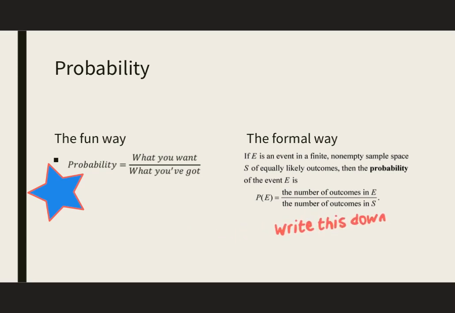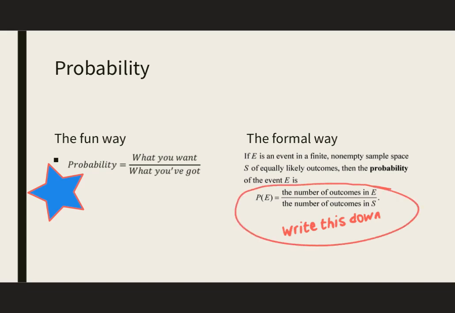And I'll define some of these terms in the next slide. If E is an event in a finite, non-empty sample space S, so sample space, we'll talk about that, of equally likely outcomes, like that die or like picking cards, then the probability of that event, like rolling a 5 or picking a king, is denoted by P of E, like a function, of the quotient of the outcomes in E and the outcomes in S. The outcomes in S are the what you've got things. The outcomes in E are what you want things.